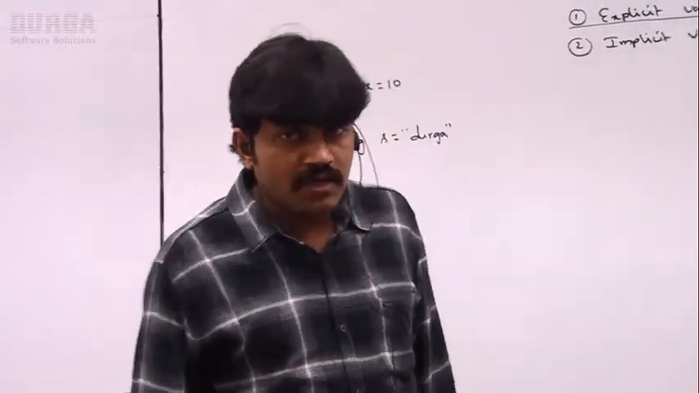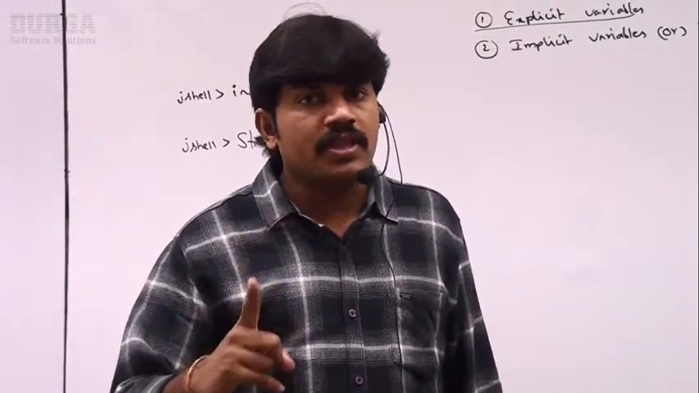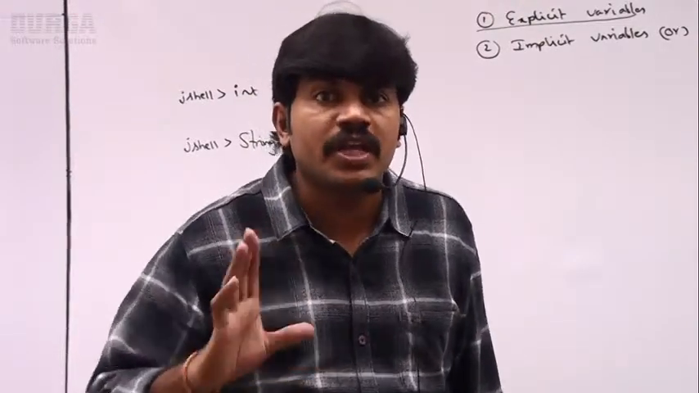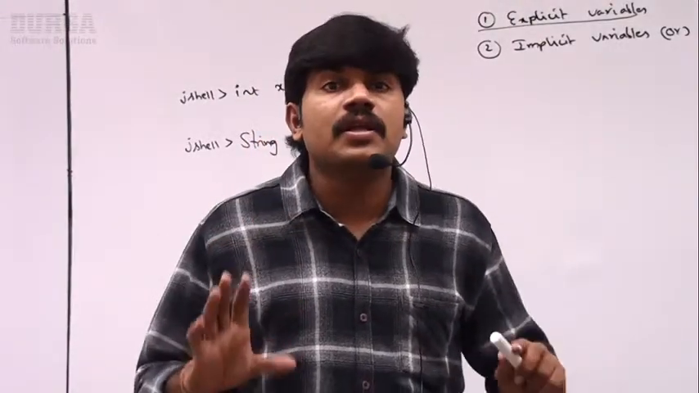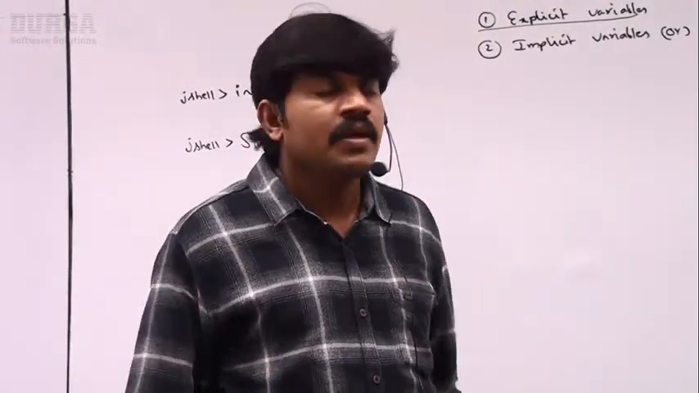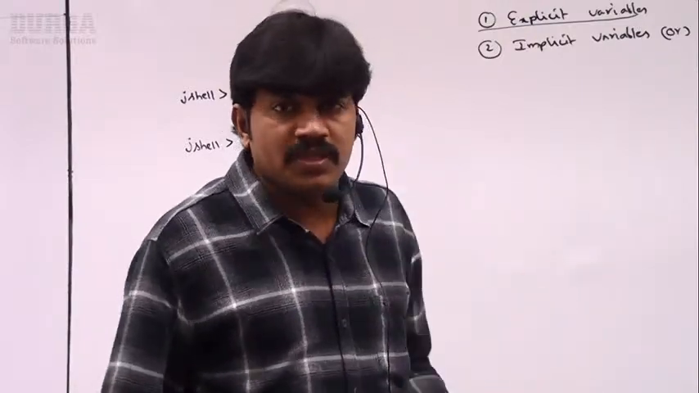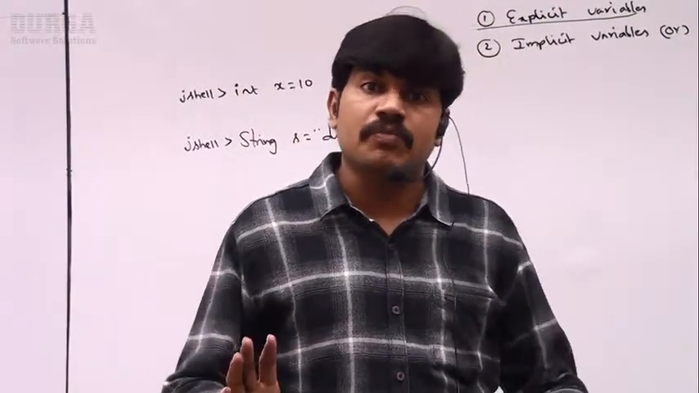So in JShell, how many types of variables are allowed? Two types. What is the first one? Explicit variable, the variables which are explicitly declared by the programmer. Okay, let me create these variables in JShell so that you can get much more clarity.